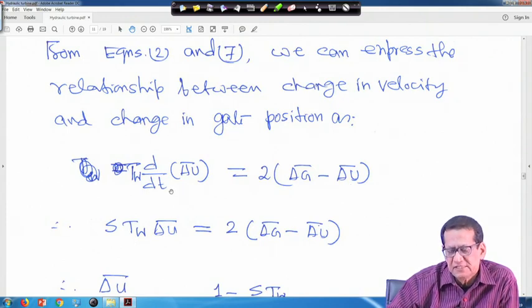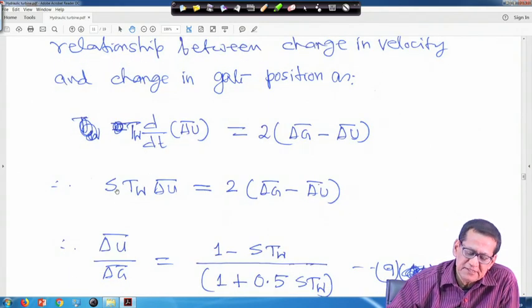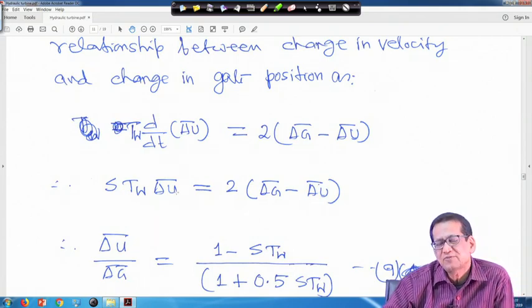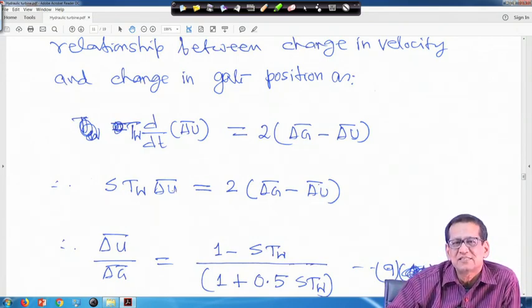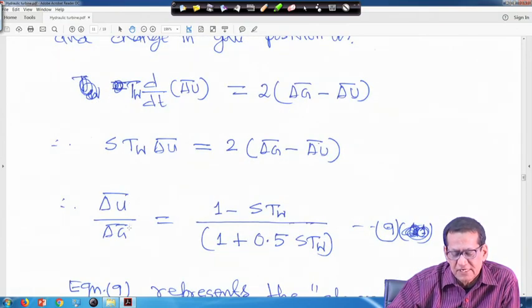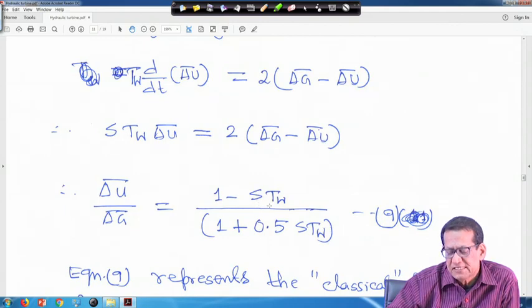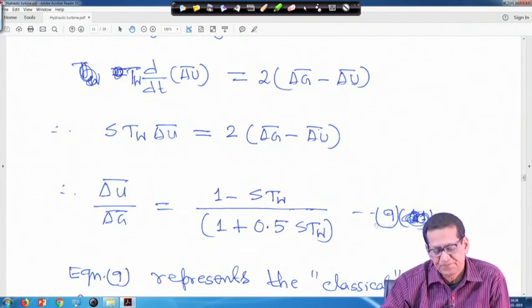If you take the Laplace transform, then the left hand side we can simply write as s TW delta u bar, a function of s, not writing it again and again because it is understandable, is equal to 2 into delta g bar minus delta u bar, right. Or delta u bar upon delta g bar is equal to 1 minus s TW divided by 1 plus 0.5 s TW. This is equation 9, right.